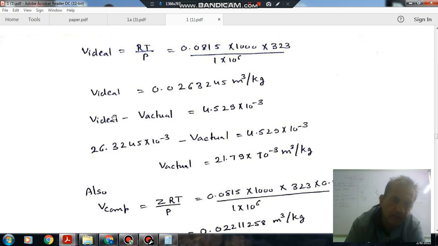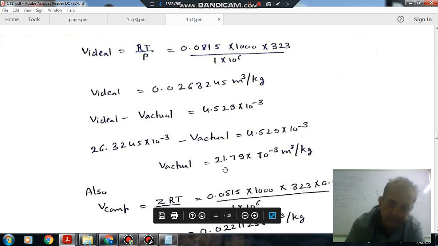Okay, and V ideal minus V actual is given. So from this we can calculate V actual. So V actual is 21.79 into 10 power minus 3 meter cube per kilogram.